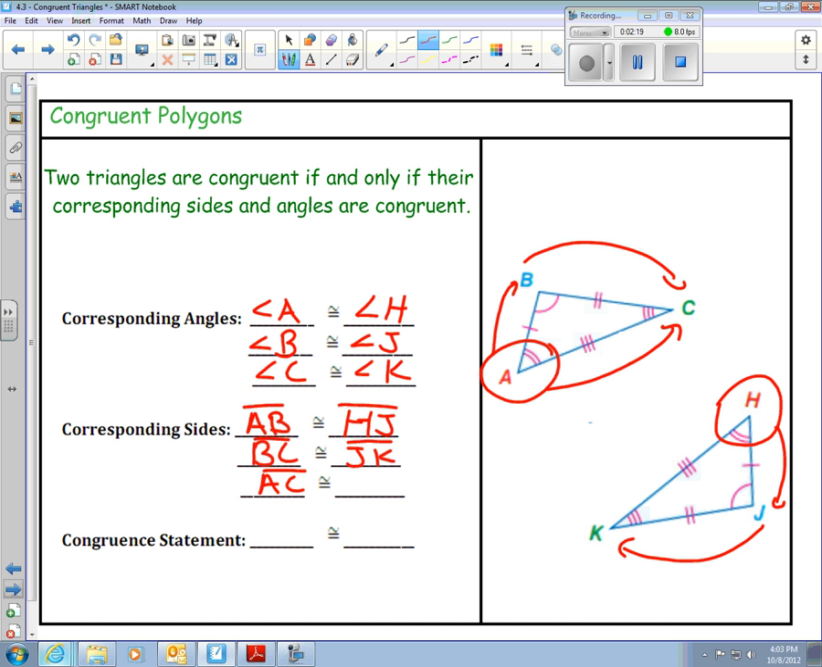And if you notice here, it doesn't matter which direction I go, the order can be changed on each triangle, but they need to be the same order from one triangle to the other triangle. So I went from two stripes to three, and I'm going to go from two stripes to three, H to K. And those are my segments.